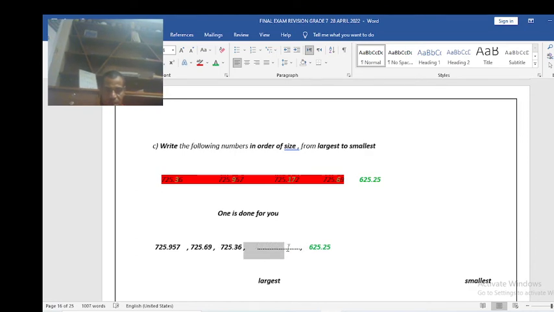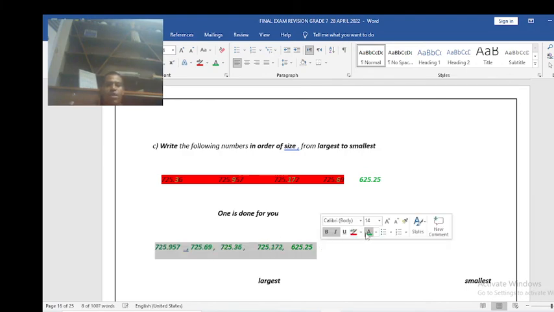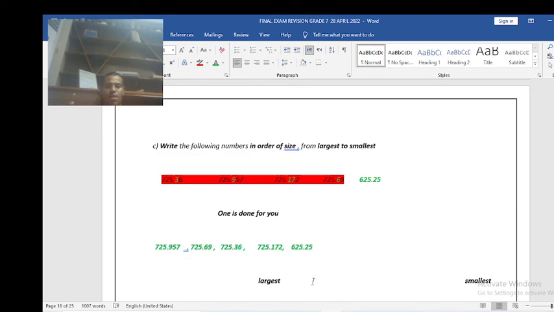And the last number is 725.172. And I finished solving this kind of question. So now your set of data is put in order. Clear? Of course, from largest to smallest.